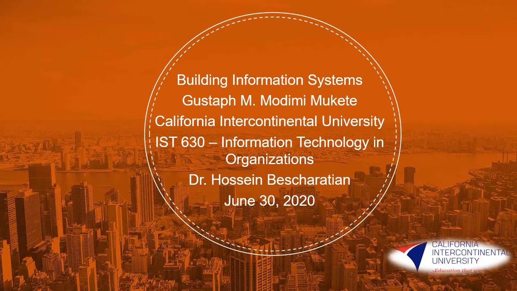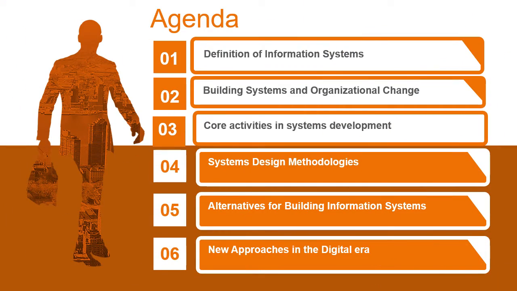Today our discussion will be centered on building information systems. We'll be looking at a 6-item agenda today. First, we'll look at the definition of information system. We'll see what an information system is briefly. Secondly, we'll see building systems and organizational change. Third, we'll look at core activities in systems development. Next, we'll look at systems design methodologies, and then we'll move to alternatives for building information systems. And finally, we'll look at the new approaches in the digital era.